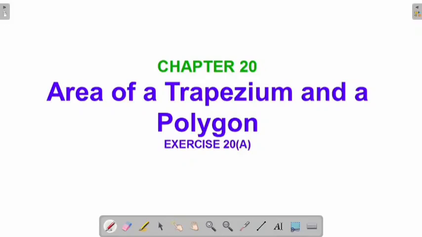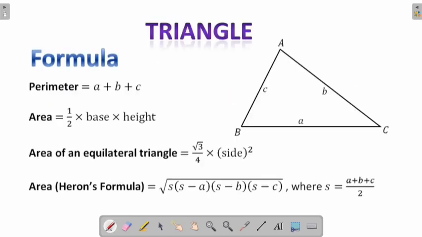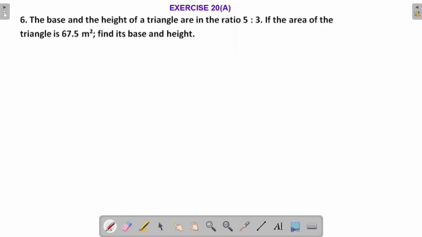Welcome back, dear students. We are doing chapter 20, area of a trapezium and a polygon, and we have already started exercise 20A. So let's continue with the very same exercise. The formulas that we are going to use are on the screen. You are already familiar with the formulas from the last class. Today we'll be beginning with question number 6.